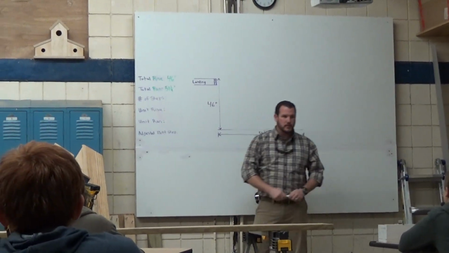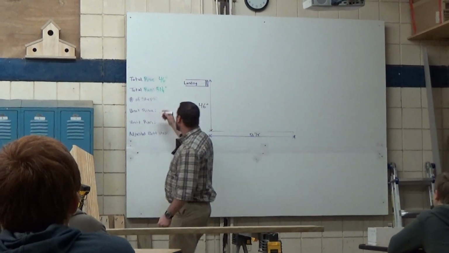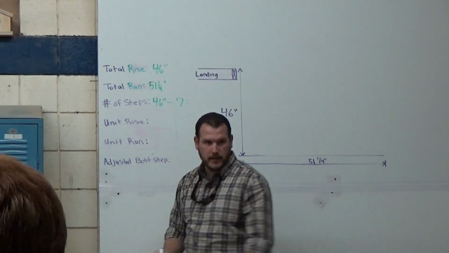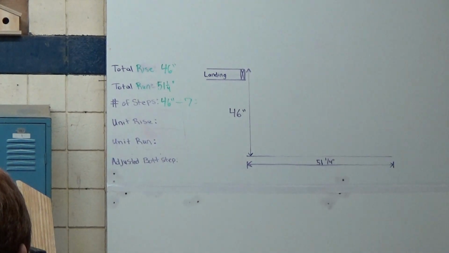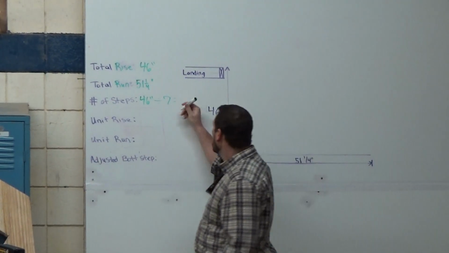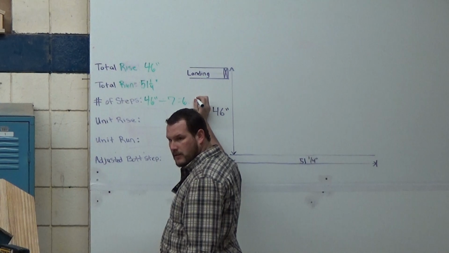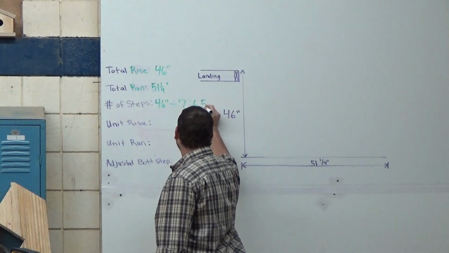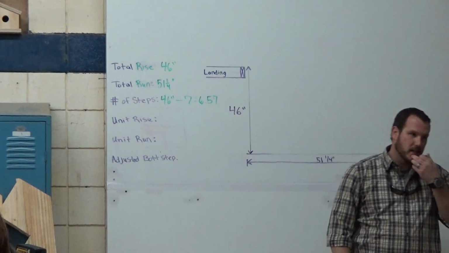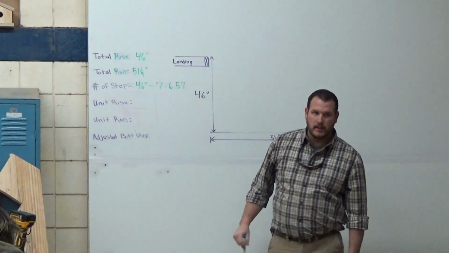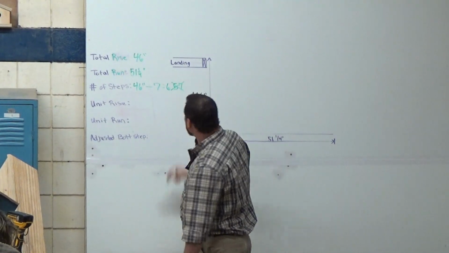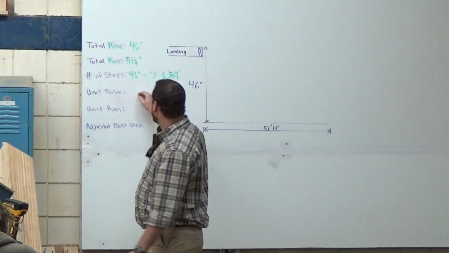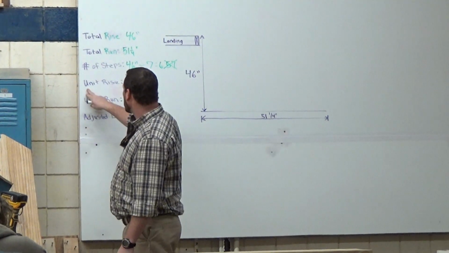How do we figure out the number of steps? Total rise divided by 7. 46 divided by 7. Somebody punch that in your calculator. Tell me what you get. 6.57. All right. Let me ask you a question. Can I have 0.57 of a step? No. We are going to get rid of the 0.57. So how many steps do we need? 6. All right. And I'll explain why we can't have 7 in just a little bit.